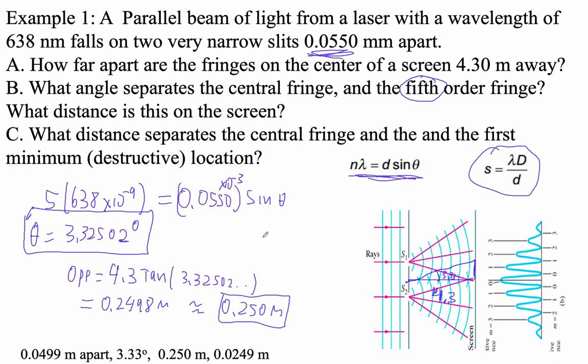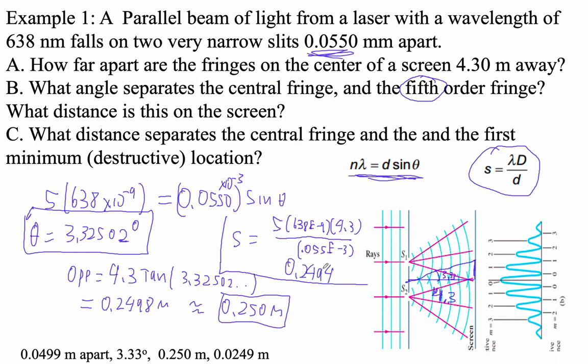Now, let's imagine that we were in a hurry and we just wanted to use this formula. Could we just put a 5 in front of there? Let's try it. S is equal to 5 times 638 e minus 9, times 4.3, all divided by 0.055 e minus 3. When I say e like that, that's calculator notation. I get 0.2494.